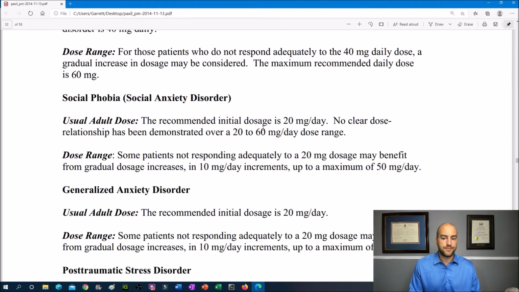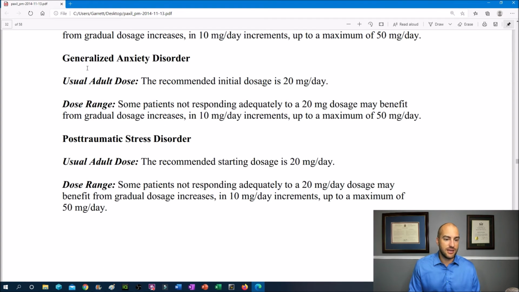Social phobia. Recommended initial dose, 20 milligrams. No clear dose relationship has been demonstrated over a 20 to 60 milligram daily dose range. So it says here 10 milligram increments when you're changing your dose, and a maximum dose would be 50 milligrams per day. Generalized anxiety disorder. So the recommended initial dose is 20 milligrams. Some patients that don't respond adequately to 20 milligrams may benefit from a gradual dose increase in 10 milligram increments up to a maximum of 50 milligrams per day.